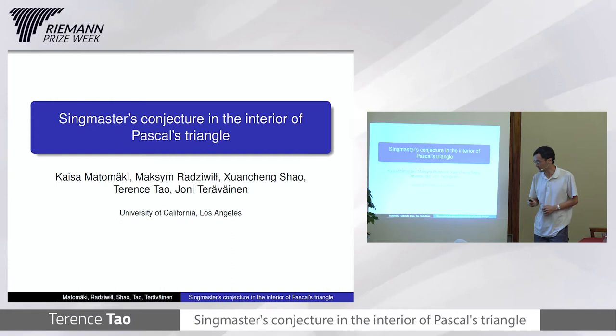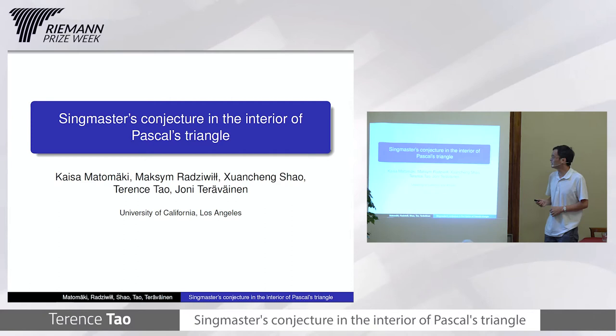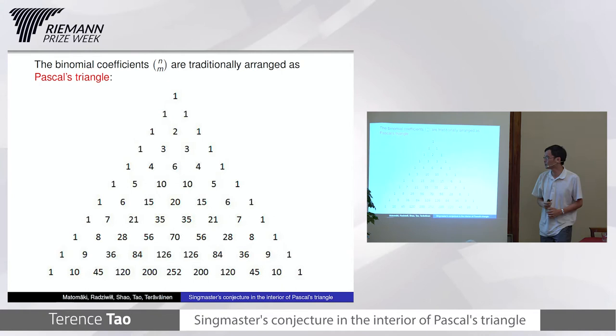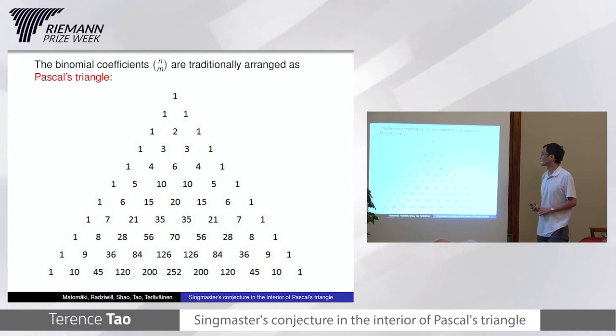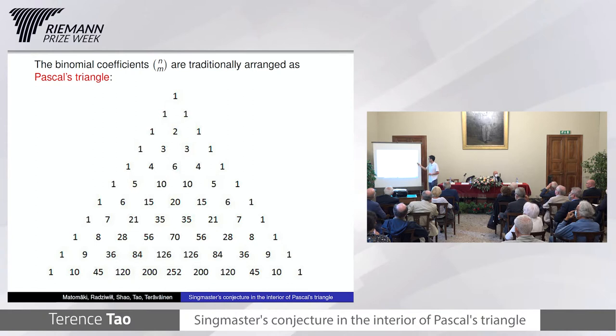So one of these questions is Singmaster's conjecture about a very basic object in mathematics as a whole, which is Pascal's triangle, which I guess you have all seen in high school. These are the binomial coefficients, where you take the numbers 1 on the diagonals, and every number is a sum of the two numbers above it, and this is the famous Pascal's triangle. If you look at this triangle and start looking for repetitions, numbers that appear twice or three times, you see, of course, that 1 appears all over the place.